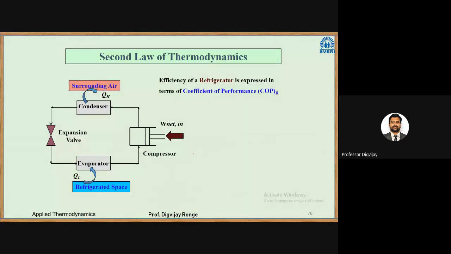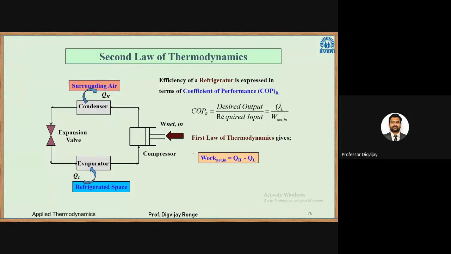The efficiency of a refrigerator is expressed in terms of coefficient of performance. COP is given by desired output divided by required input. So the desired output for a refrigerator is to remove the heat from the sink, that is QL. Required input is W. So the first law gives work is equal to QH minus QL. So COP is equal to QL divided by QH minus QL. Always remember COP is equal to desired output, for a refrigerator QL, that is to extract the heat from the sink, divided by input, which is work.